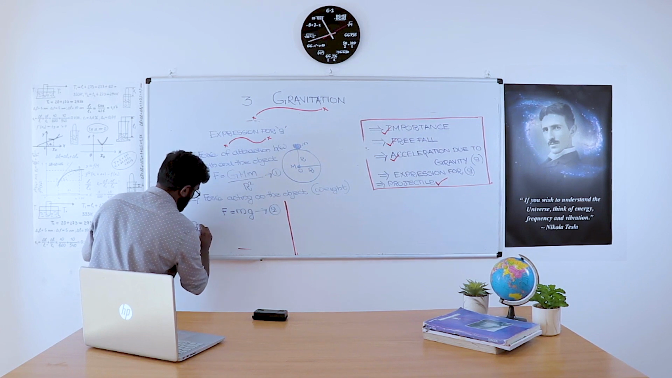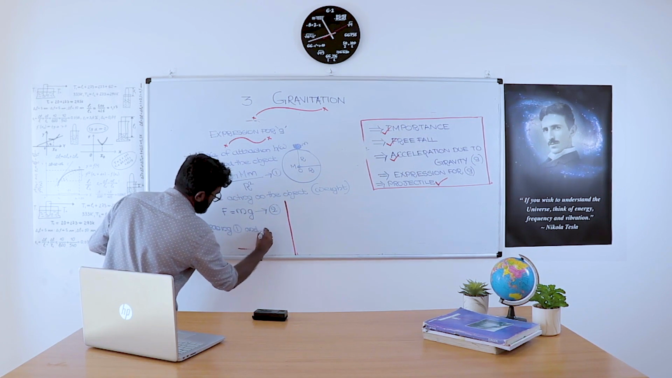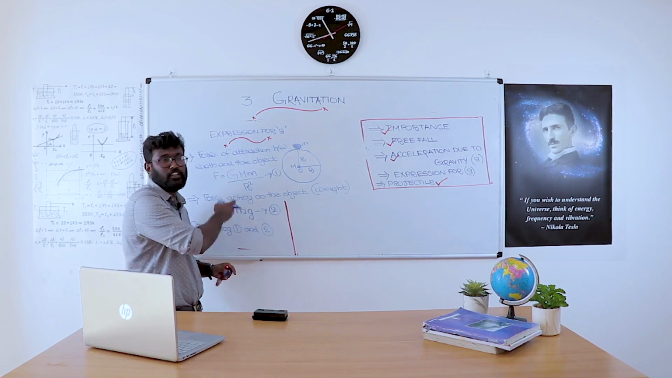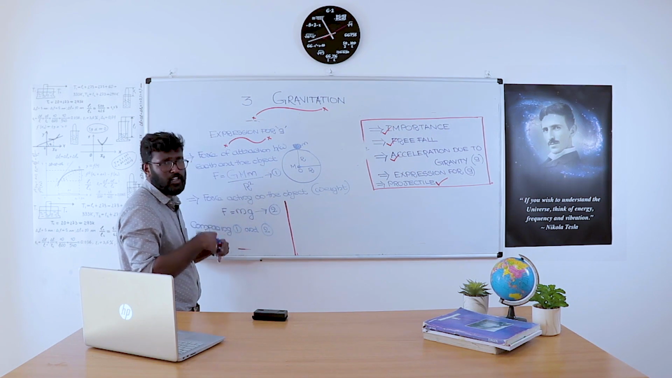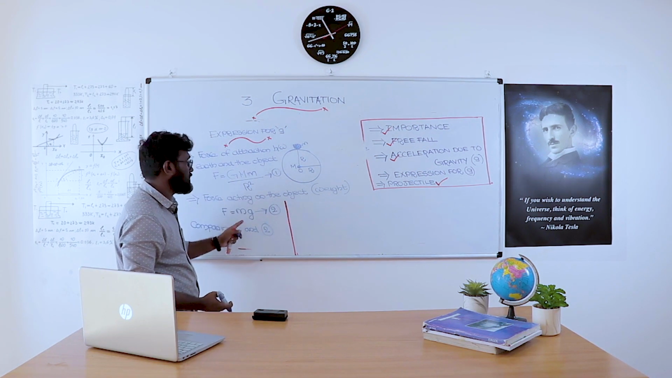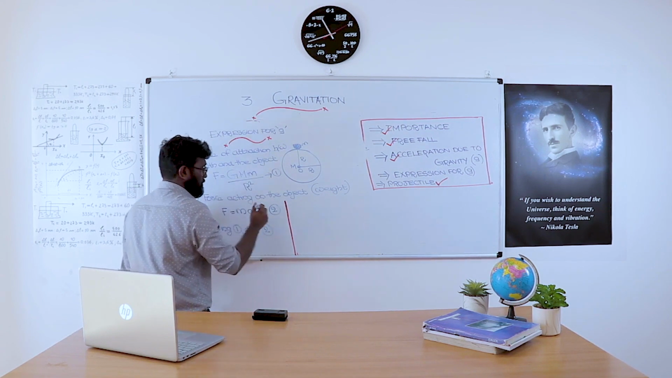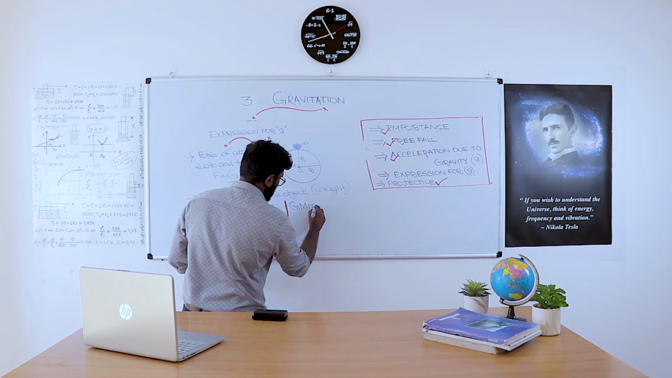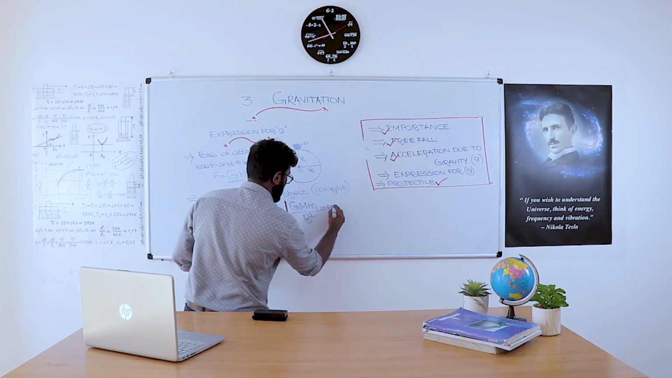Comparing 1 and 2, because in 1 and 2 the left hand side is force, so the right hand side is also the same. If the left hand side is the same, the right hand side must be the same. So we have to equate the right hand side of 1 and 2. Comparing the right hand side, we get G capital letter M small letter m by capital letter R square is equal to small letter mg.